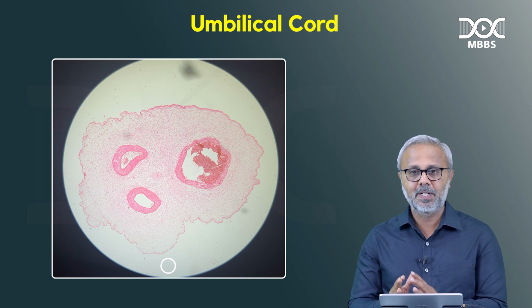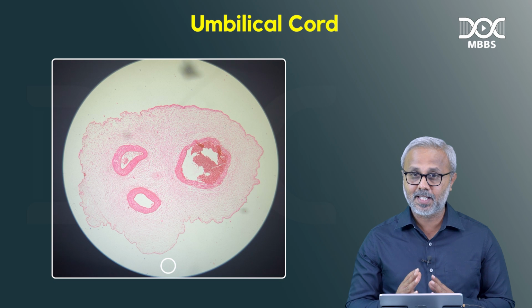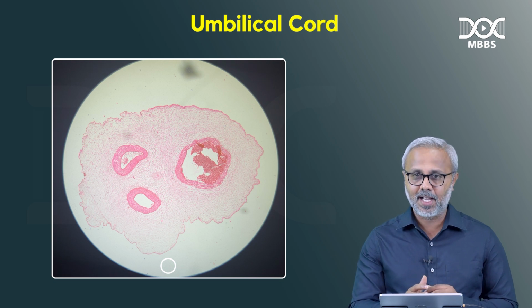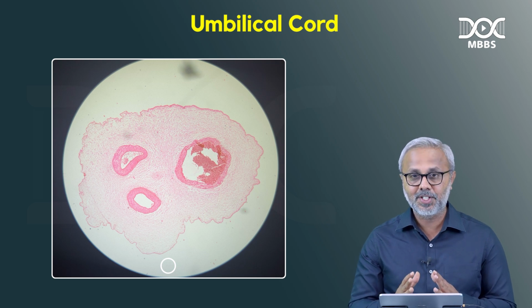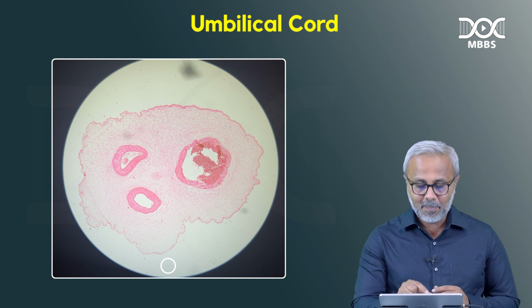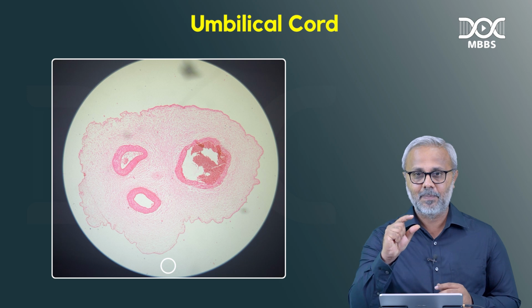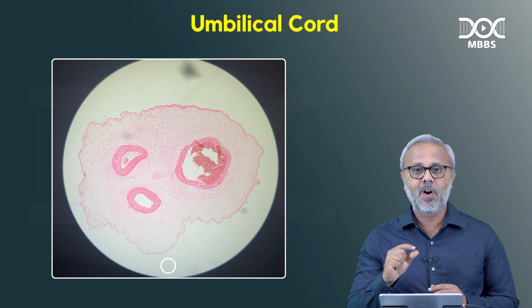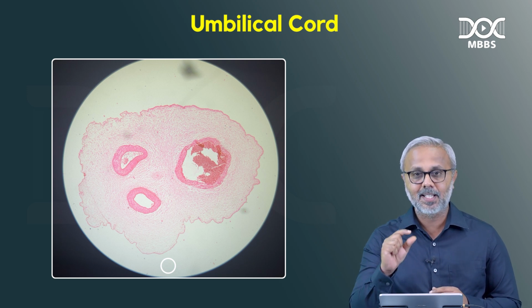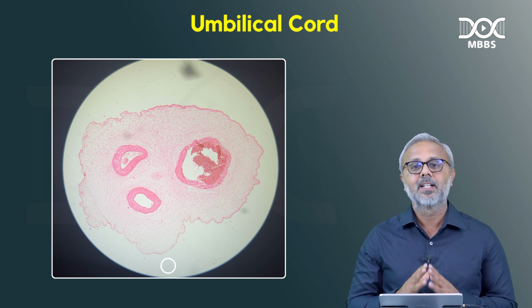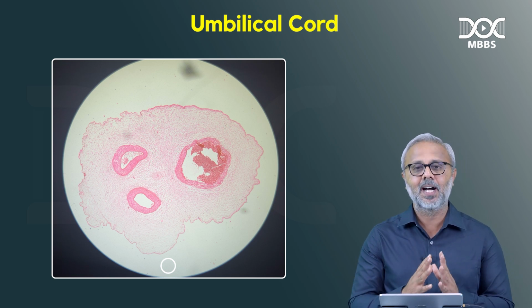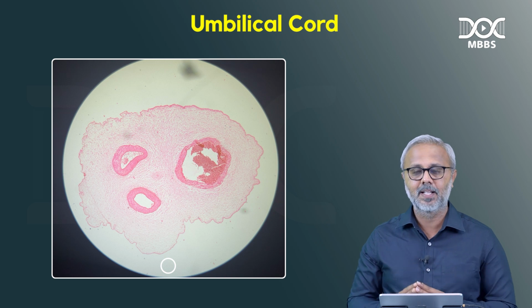How do we differentiate between artery and vein? Of course, as I said, arteries form the eyes and vein forms the mouth. But you cannot tell this to your examiner, right? So how do we differentiate it histologically? Compare the thickness of the wall. The thickness of umbilical vein is less compared to the thickness of the umbilical arteries. This is how we differentiate between umbilical arteries and umbilical veins.